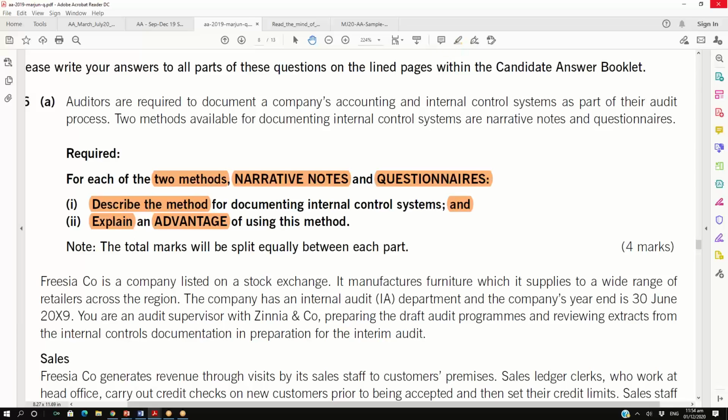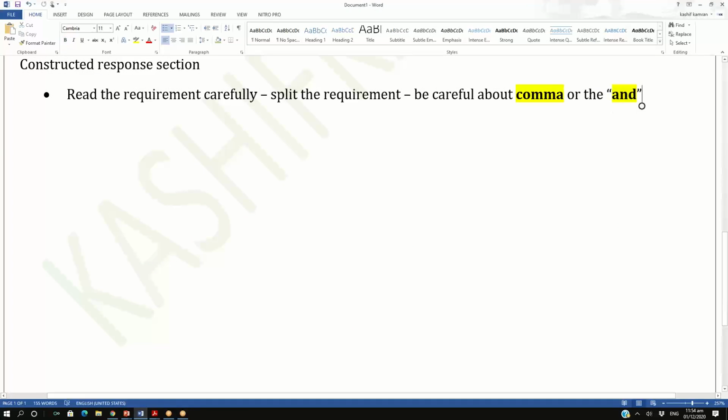Now see how many marks I have? I just have 4 marks. And the examiner is saying the marks are equally split between each part. Now I have narrative notes and I have a questionnaire, and the marks are 4. So that's very easy, right? So if I look at this question, for example, I would be very careful. I'll just keep 2 marks for narrative notes out of the 4, and I'll keep 2 marks for the questionnaire out of the 4.